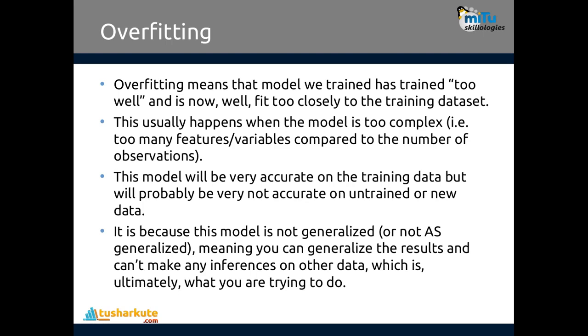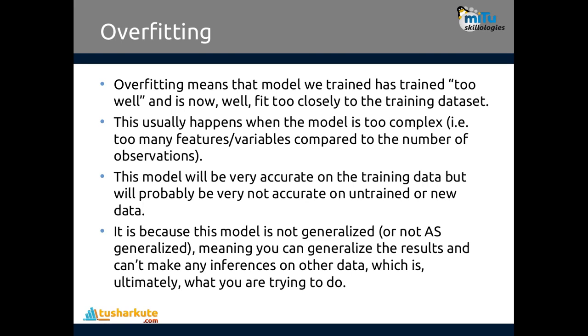First, let's see what we mean by overfitting. Overfitting means the model has trained too well and is too closely related to the training dataset, almost achieving 100% accuracy there. This usually happens when the model is too complex, that is, there are too many features or variables compared to the number of observations. This model will be very accurate on the training data, but probably not accurate on the untrained or new data. The training data is perfect, but when you test it, it is not giving correct results.